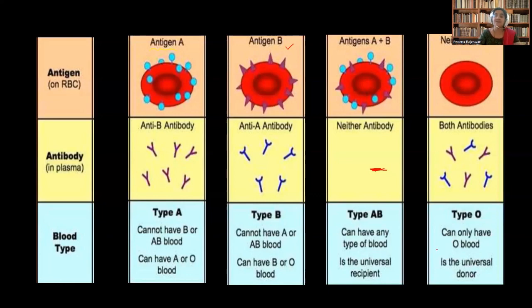Usually in nature, in man, we are having A group person, B group person, AB group person, and O group person. When A antigen is present, that person is said to be A group person. When B antigen is present, the person is named as B group person. When both the antigens are present, then he is AB group person. When no antigen is present, he is O group person.